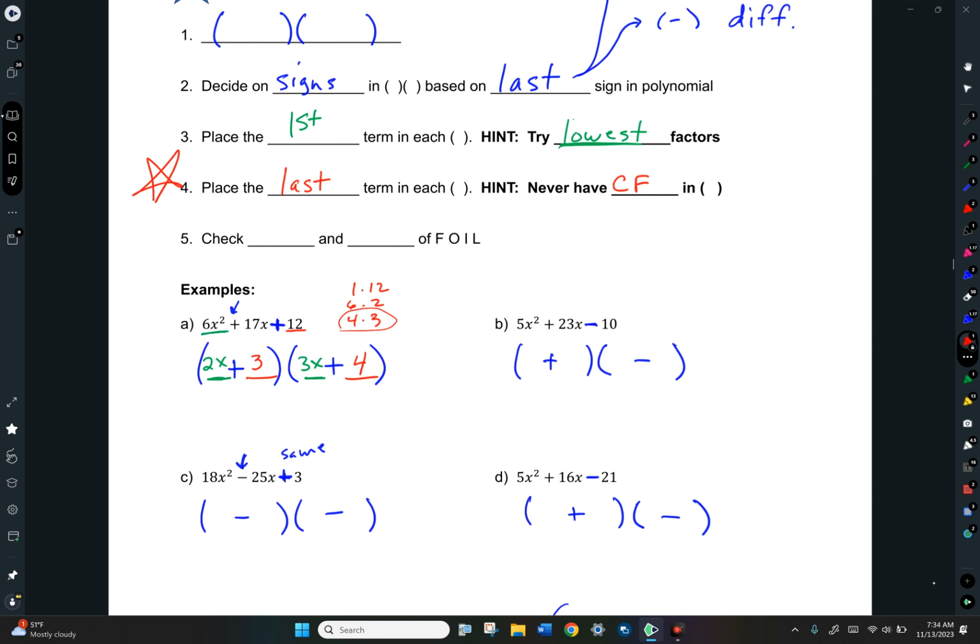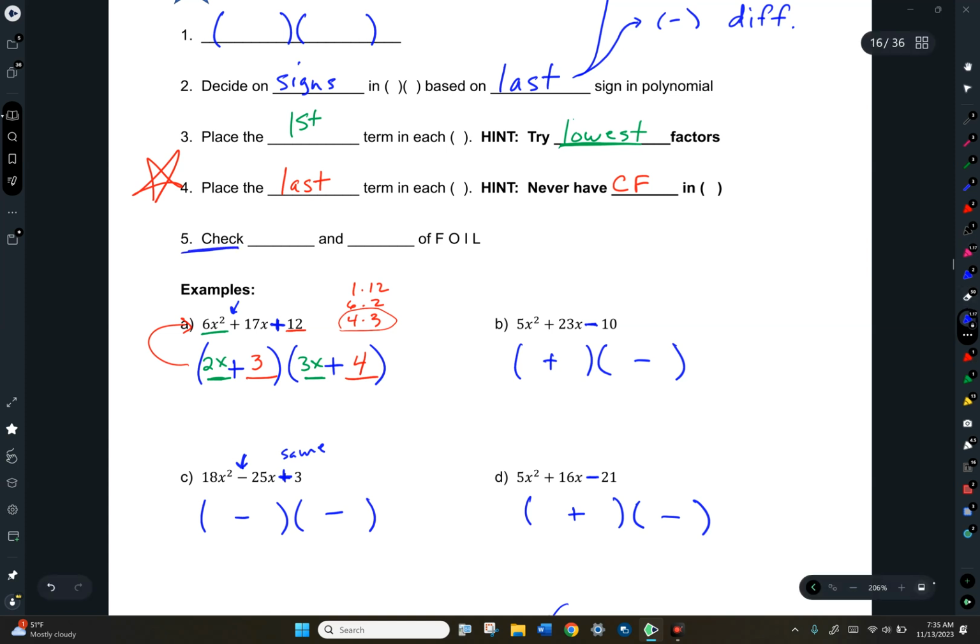Okay, so this is my first trial. Now this doesn't guarantee it works. And when I say it works, that means it doesn't guarantee that when this is multiplied out, it's going to equal this. I have to check it. So it's so important to do your check.